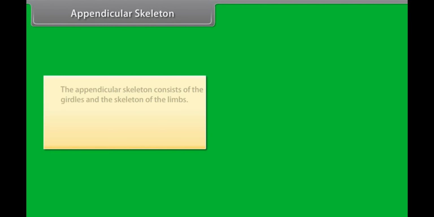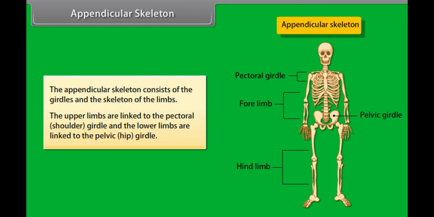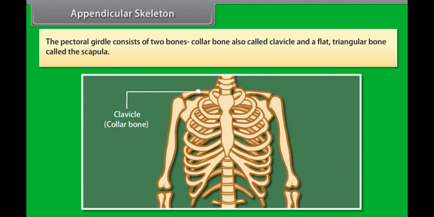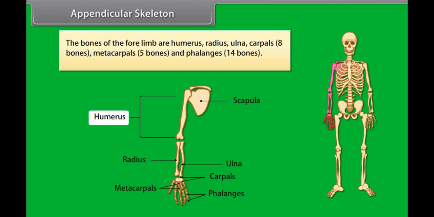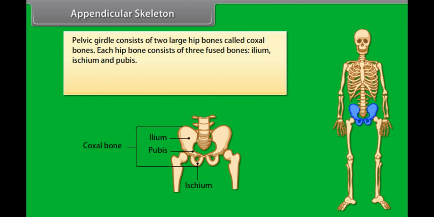Appendicular skeleton. The appendicular skeleton consists of girdles and the skeleton of the limbs. The upper limbs are linked to the pectoral or shoulder girdle, and the lower limbs are linked to the pelvic or hip girdle. The pectoral girdle consists of 2 bones, collar bone, also called clavicle, and a flat triangular bone called the scapula. The bones of the forelimb are humerus, radius, ulna, carpals, 8 bones, metacarpals, 5 bones, and phalanges, 14 bones.